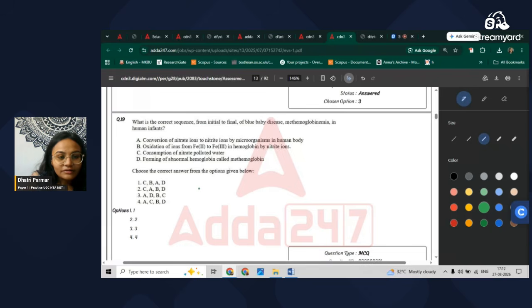Conversion of nitrate ions to nitrite ions by microorganisms in the human body, oxidation of iron from Fe2+ to Fe3+ in hemoglobin by nitrite ions, consumption of nitrate-polluted water, forming of abnormal hemoglobin called methemoglobin. So first would of course be the consumption of that, and the last would be the methemoglobin. So two options are there. C followed by conversion of nitrate ions to nitrite ions by microorganisms in the human body, and then in the human body it turns the hemoglobin abnormal.